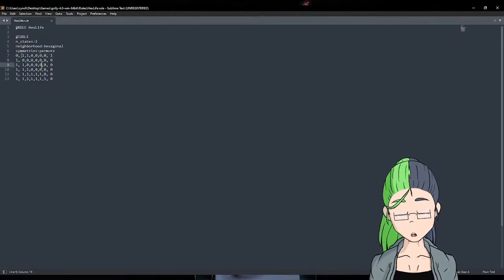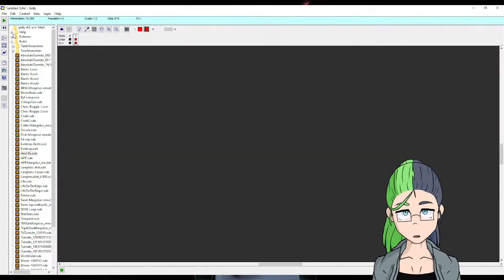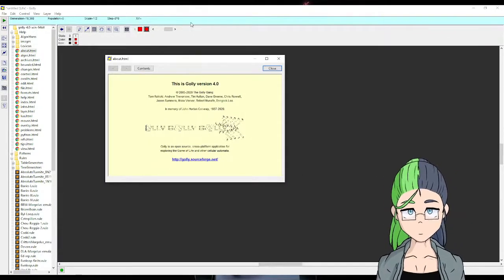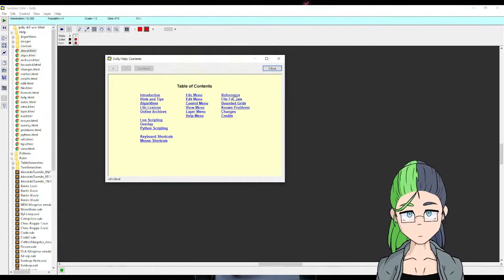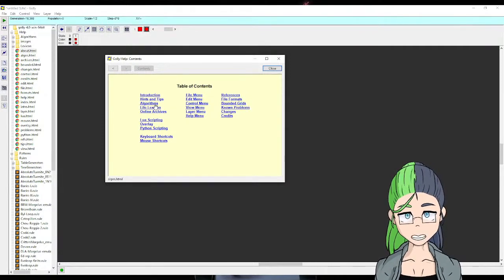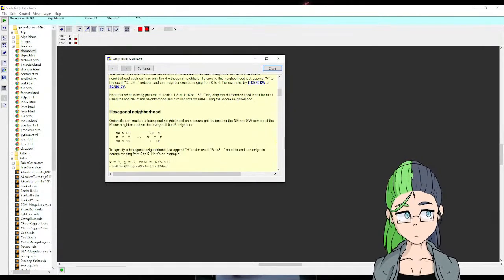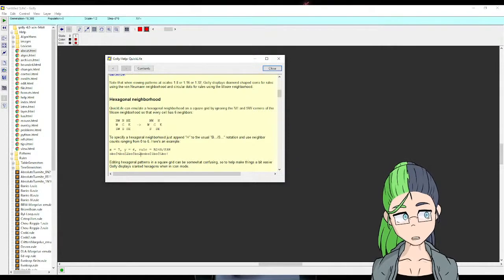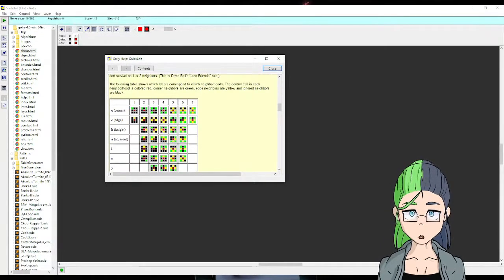So these rules, I'd have to look. Let's see if I go to help. Boom. So, contents. Is it algorithms? It is. Okay. So yeah, it is the von Neumann neighborhood. I knew it. All right. So with the hexagonal neighborhood, it's north, east, southeast, south, west, northwest. I think that's the order for that one.